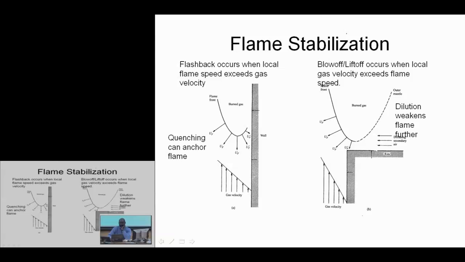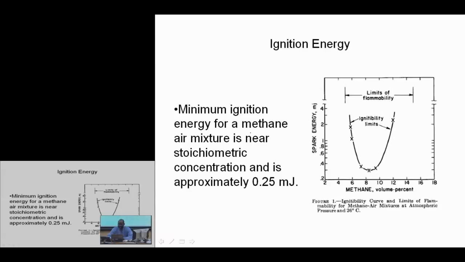Flame stabilization. All this says is that because of no slip and cold walls, we get lower flame velocities near the wall, and these lower flame velocities and lower required flame speeds are the thing that anchors the flame.